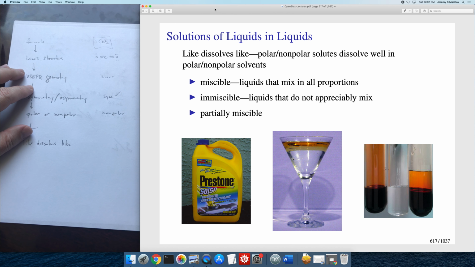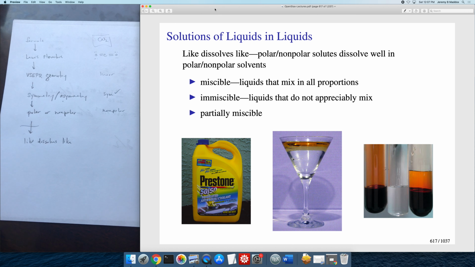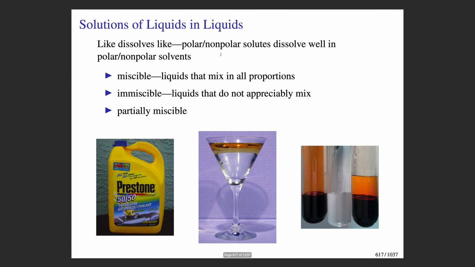Here are the three terms that we have down below. Miscible refers to liquids that mix together in all proportions. So water and ethanol is an example. Another example would be water and ethylene glycol, which are the ingredients within antifreeze coolant.